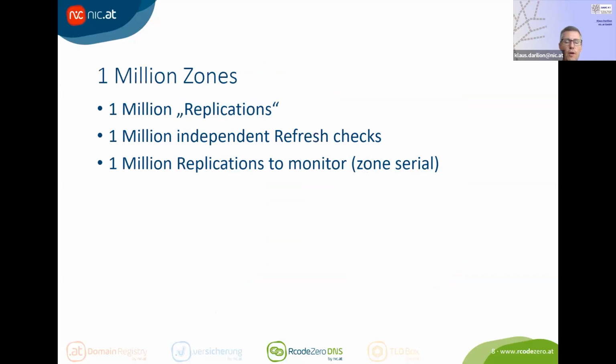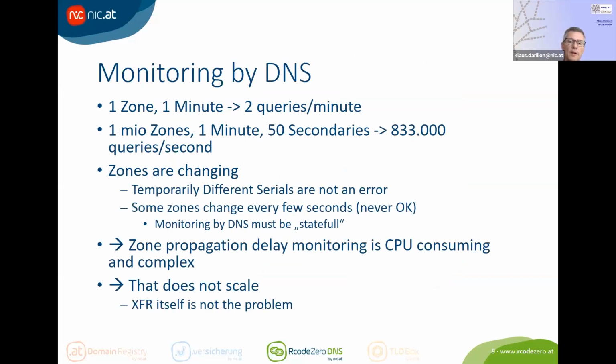And actually I have 1 million zones or replication to monitor. So I have to know if they are all in sync or not. So if I do the monitoring by DNS, as said before, 1 zone, 1 minute, that's doable. But if I have 1 million zones, I query every minute, and I have 50 secondaries globally around the world, then my monitoring has to do 833,000 queries per second.